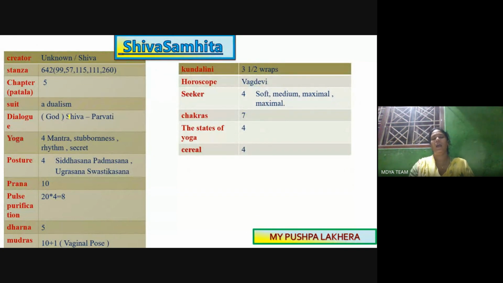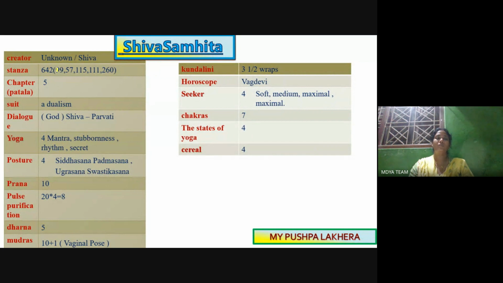It believes in dualism, Dvaita Bhava. How the dualism of the mind will be destroyed is the most important thing given by Shiva. So here dualism is described this way. And the dialogue, as I discussed, is between Shiva and Parvati.